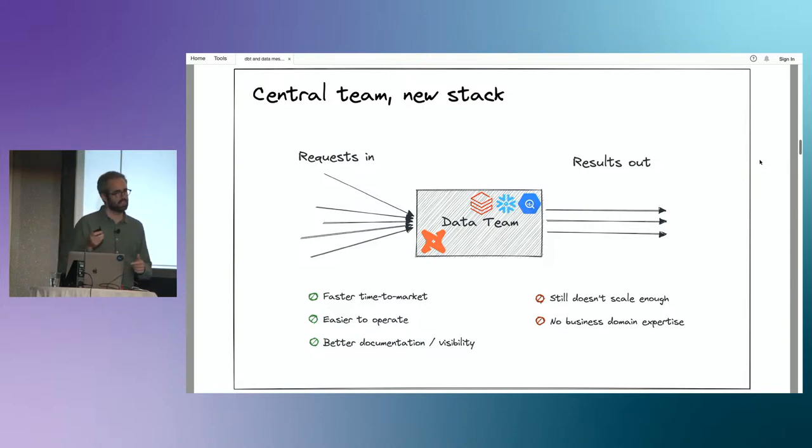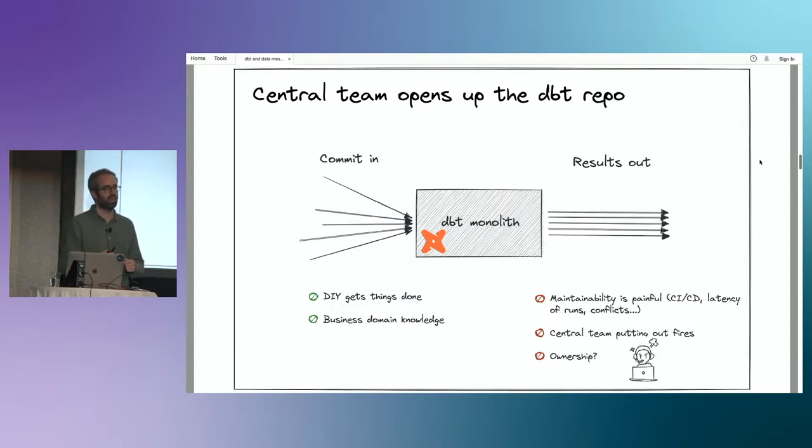So what is the next thing that we try to do to solve these two problems? We try to open up the DBT repo to the rest of the company. And this is something that I've already seen quite some clients doing. And why is this nice? So now what you get is that different domains, right, that have their own analyst, maybe they are trained in how to use DBT. And what you do is that you still have this DBT monolith repo, but you allow this analyst to commit to the repository.